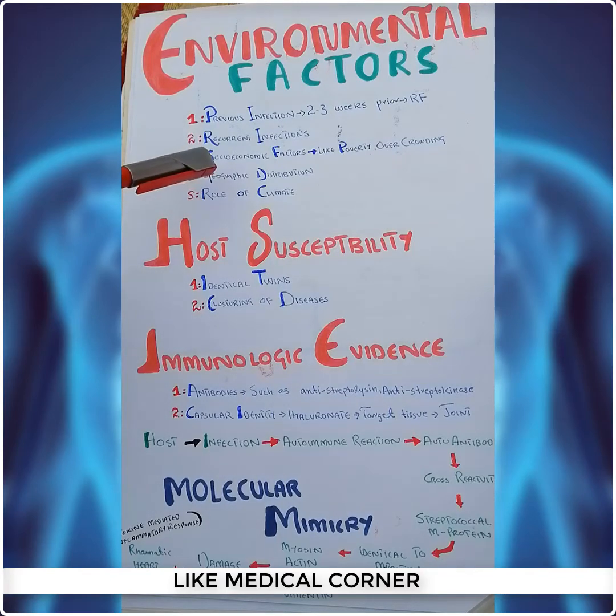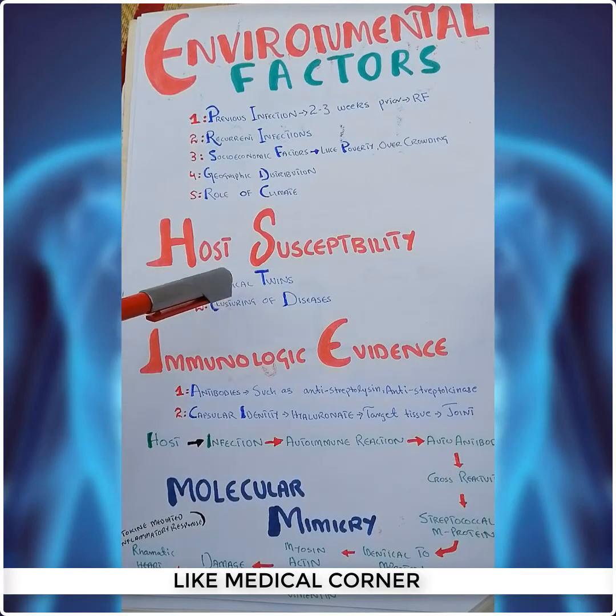The last one is the role of climate. Wet areas and areas near rivers are more prone to rheumatic fever and rheumatic heart disease. The second factor is host susceptibility. Not all individuals with streptococcal infection develop rheumatic fever; however, identical twins and families with clustering of the disease are susceptible hosts. The third factor is immunological evidence.